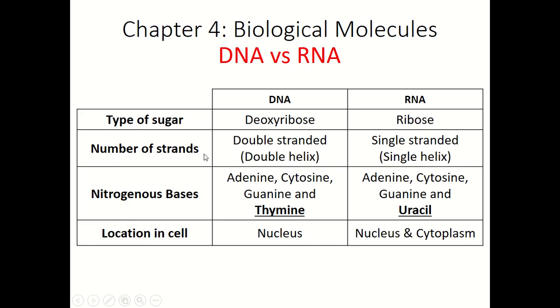So, what is the difference between DNA and RNA? In DNA, the type of sugar is deoxyribose. RNA consists of ribose sugar. DNA has a double strand. RNA is single strand. The nitrogenous bases that you can find in DNA are adenine, cytosine, guanine, and thymine. The nitrogenous bases that you can find in RNA are adenine, cytosine, guanine, and uracil. And then DNA can be found in the nucleus, and RNA can be found in the nucleus and also the cytoplasm.